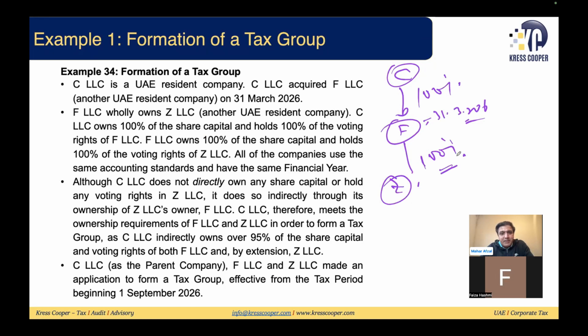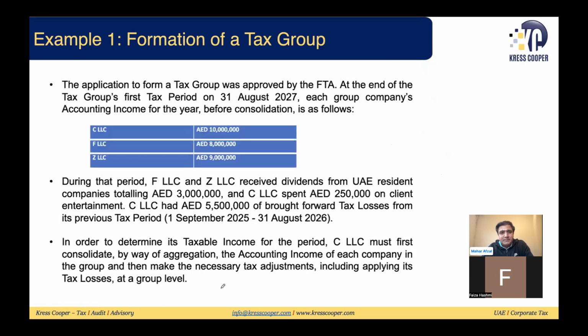C LLC as the parent company, F LLC and Z LLC made an application. A joint application is required to be made to the FTA to form a tax group. They made a joint application. We have already discussed that once the application is made to the FTA, it will be effective from the beginning of the respective tax period or any other date specified by the FTA. So the beginning of the tax period is 1st September. They are meeting the condition. They have applied to the FTA and it will be considered a tax group from the beginning of the tax period, which is 1st of September 2026.